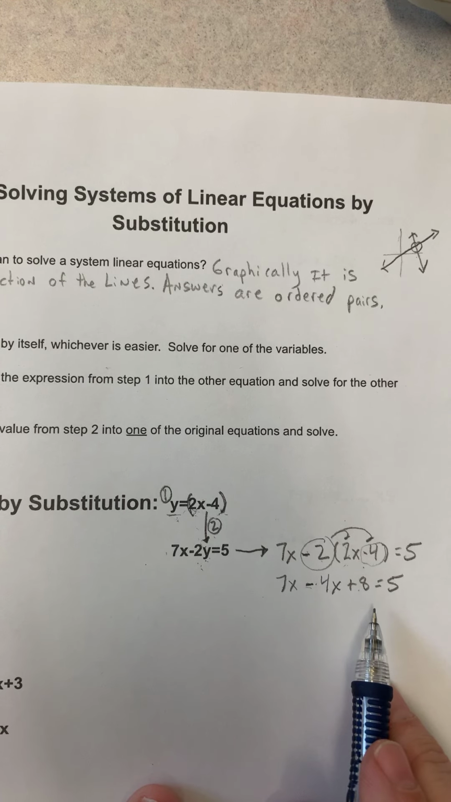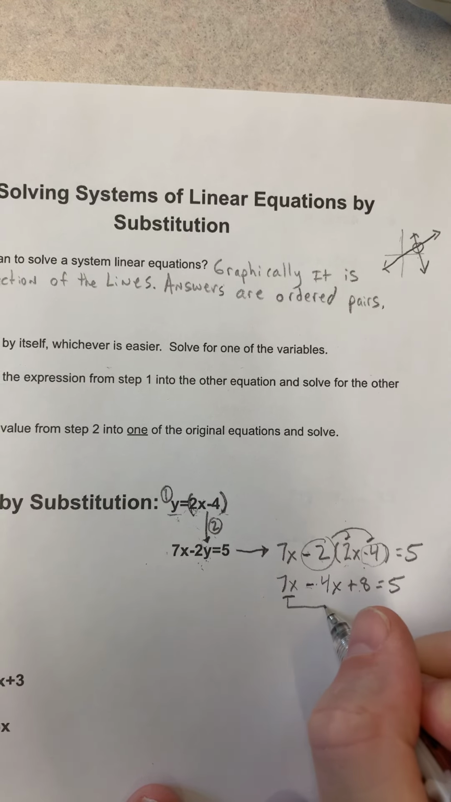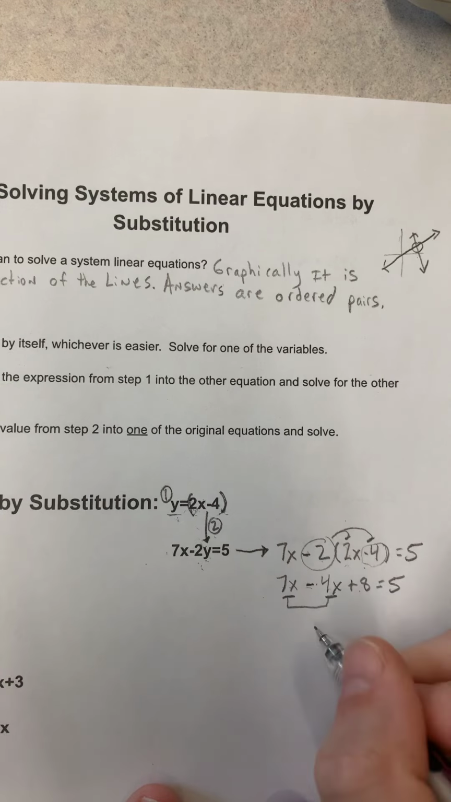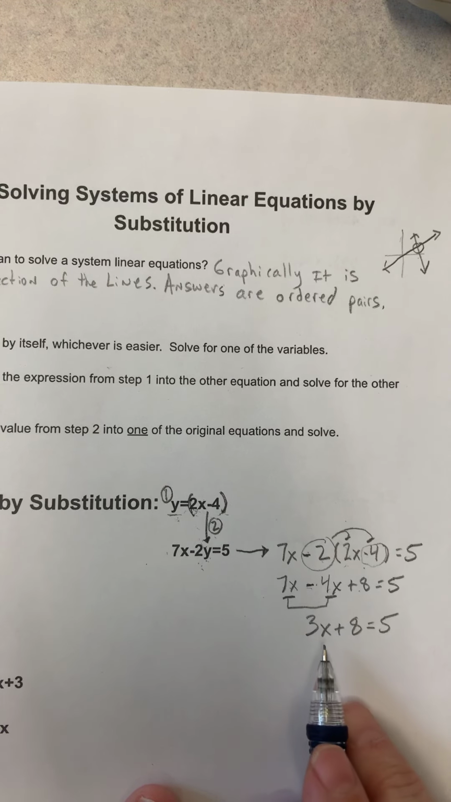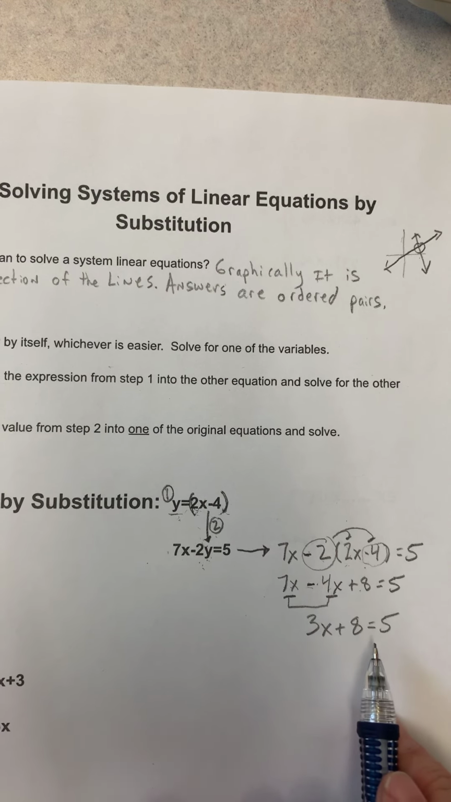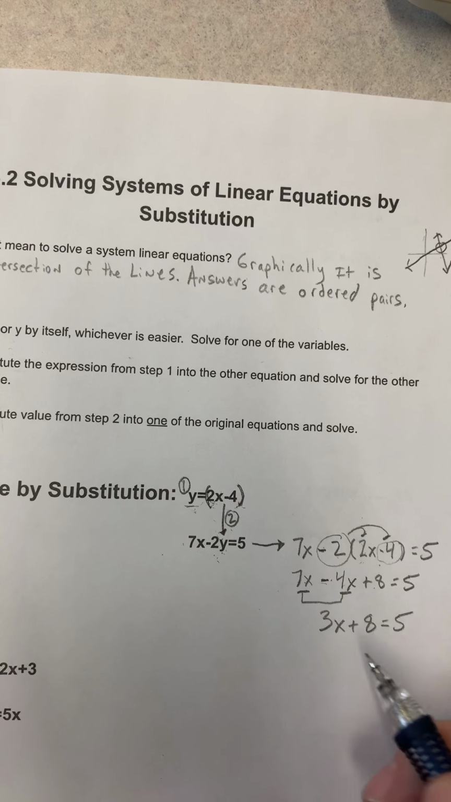You're going to have some like terms to combine. Always going to have some like terms. And I see it's 7x and a -4x. So 7x minus 4x is 3x plus 8 is equal to 5. I now have to solve for x. Two-stepper. Back to two-step equations. Haven't done these in a few weeks.